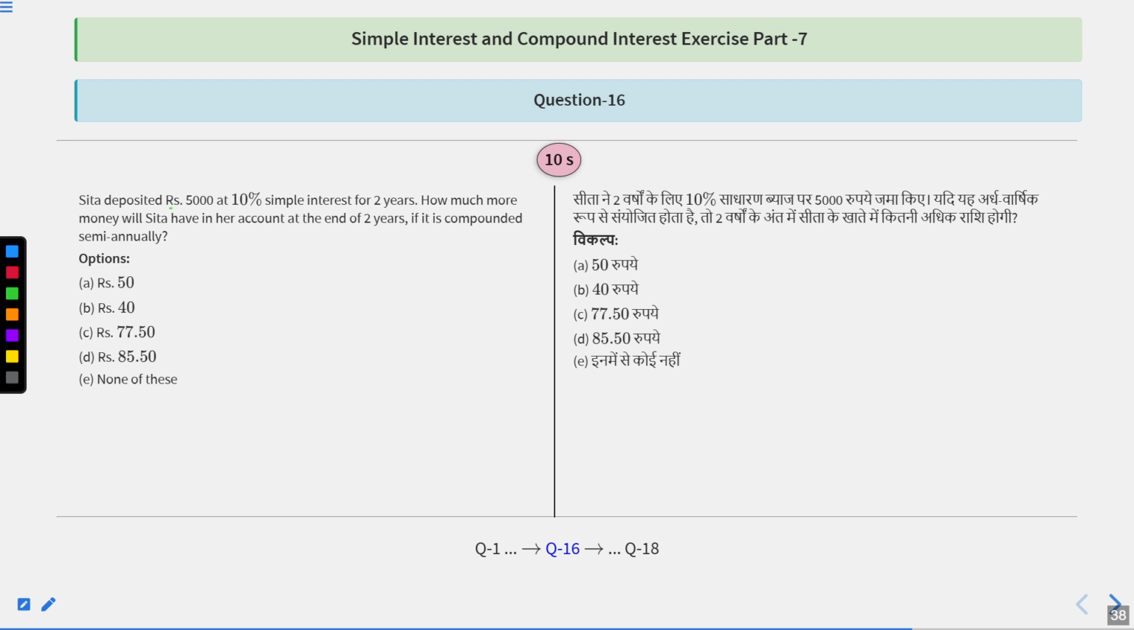Sita deposited 5,000 rupees at 10% simple interest for 2 years. How much more money will Sita have in her account at the end of 2 years if it is compounded semi-annually? Now you have 5 options and 10 seconds to analyze the question. Your time starts now.